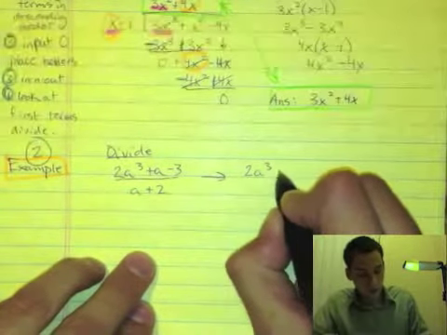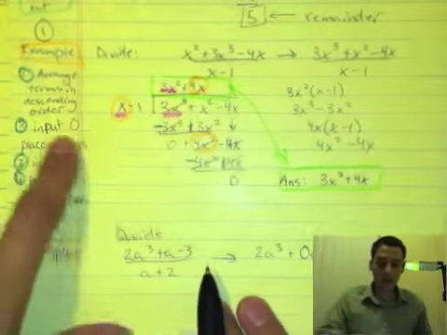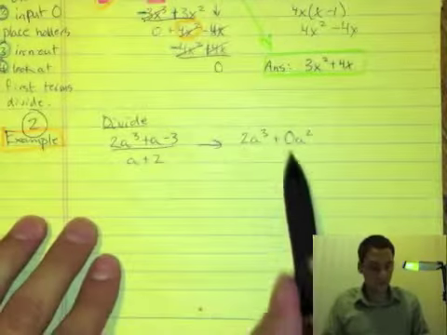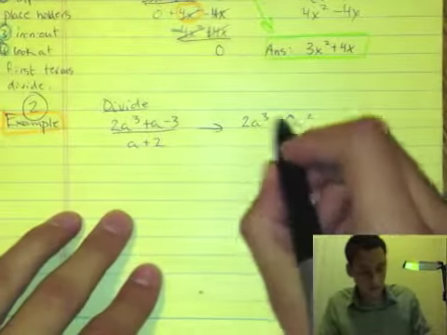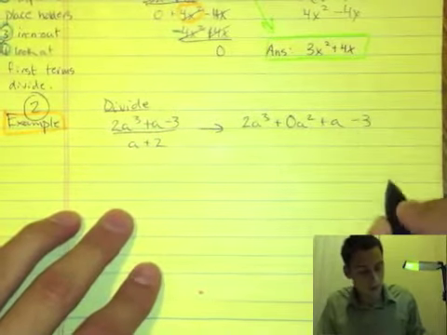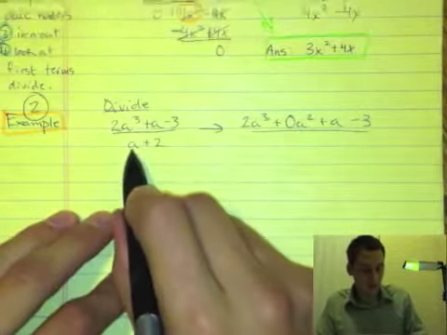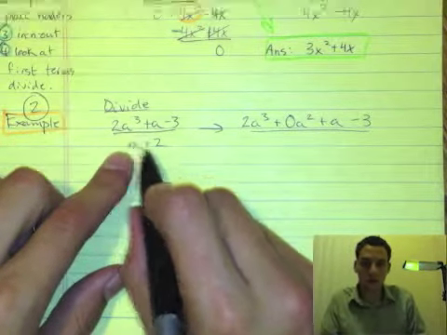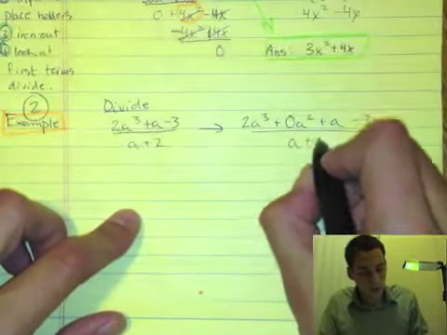2a cubed plus 0a squared. That's the 0 placeholder. It's holding its place right there. Plus a minus 3 all over, and this is fine. It has a to the 1 and then a constant, so we don't need to put any placeholders there. A plus 2.